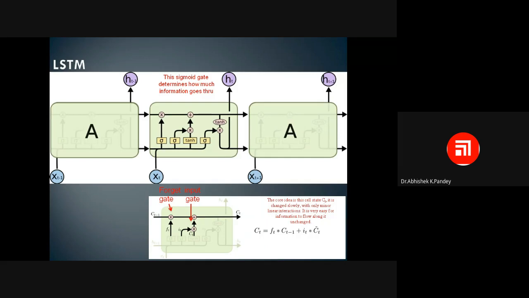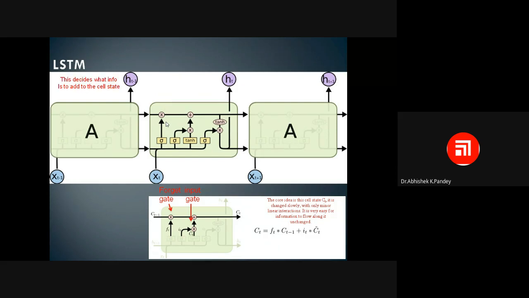So the core idea is the cell state, CT, as you can see over here in the figure. It changes slowly, with only minor linear interaction, so it is very easy for information to flow through it unchanged. As you can see, CT equals FT times CT minus 1, plus IT times CT, a sum of products, what we have done before. Nothing changed. Point by point multiplication. For these operations we have many gates.